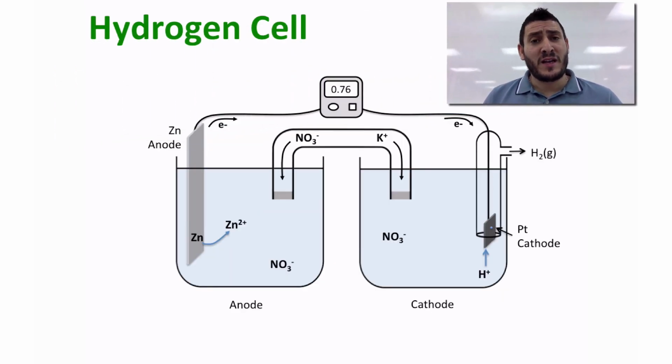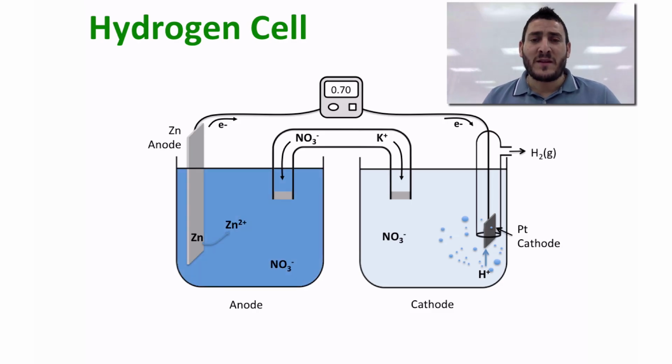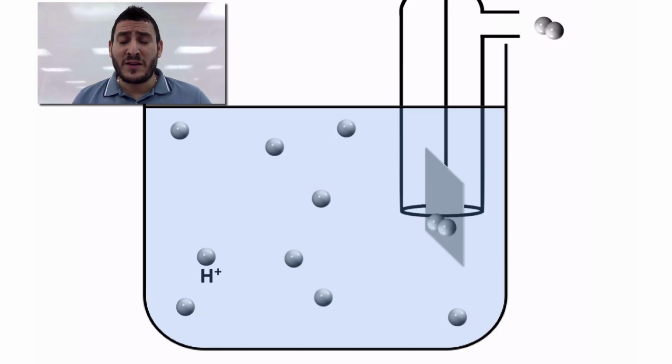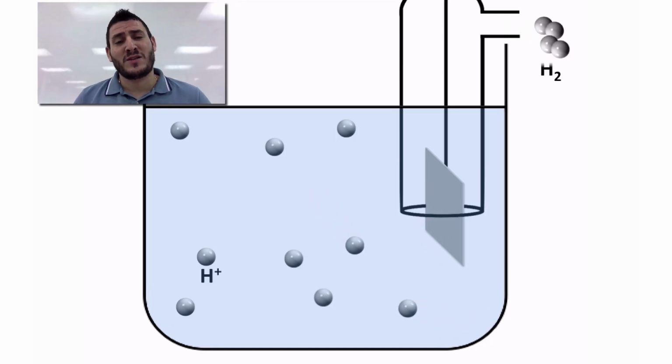Consider the following galvanic cell, where zinc is at the anode and hydrogen is at the cathode. Zinc is getting oxidized and therefore is losing electrons, and the electrons are being transferred to the hydrogen at the cathode, and hydrogen is getting reduced. Every 2 hydrogen ions will take 2 electrons to form hydrogen gas, which will escape the solution.